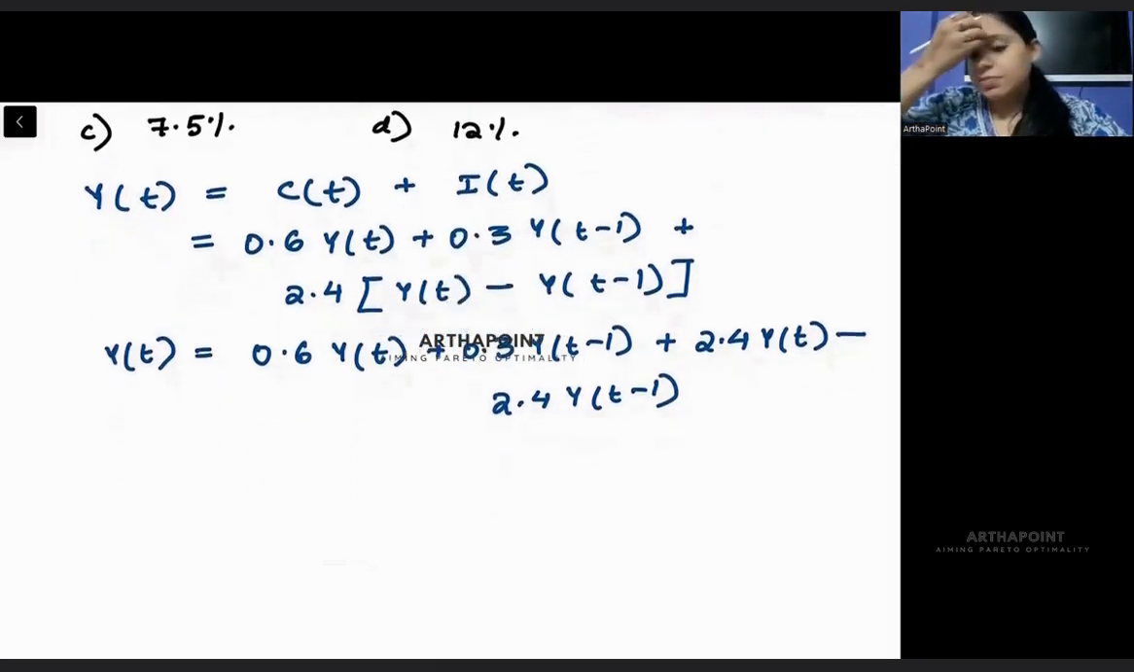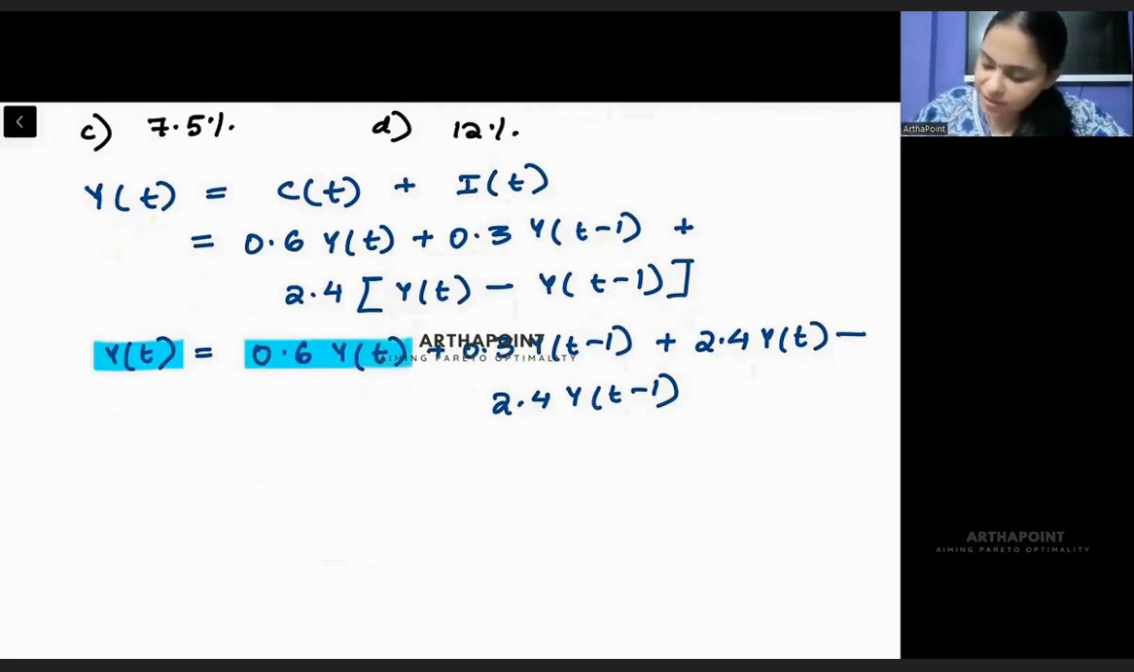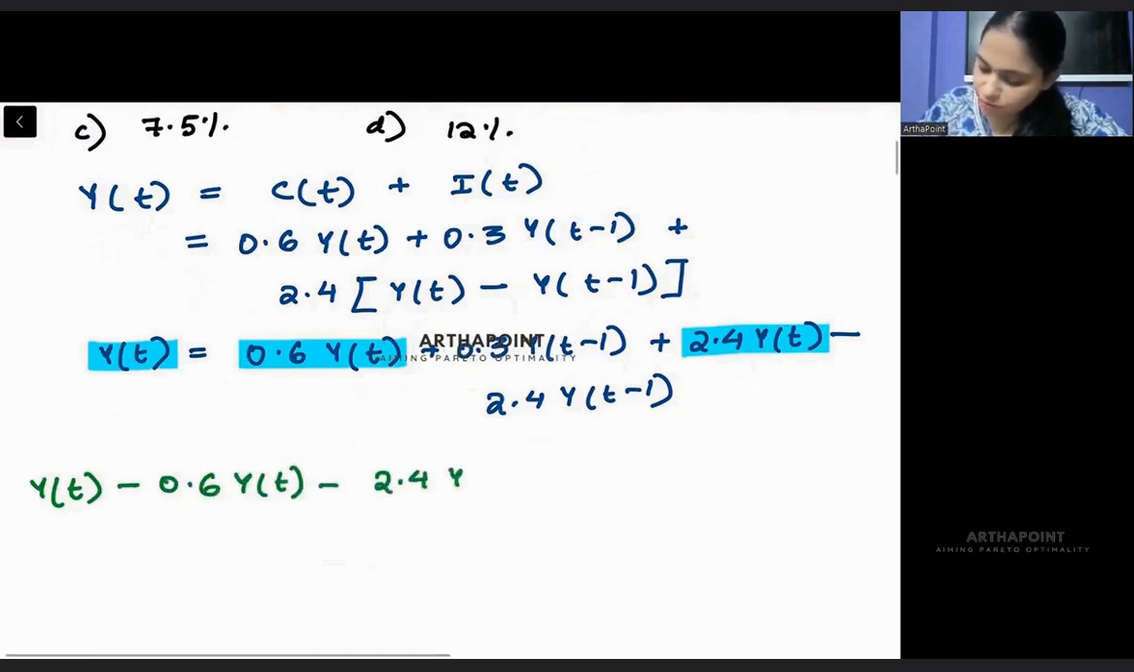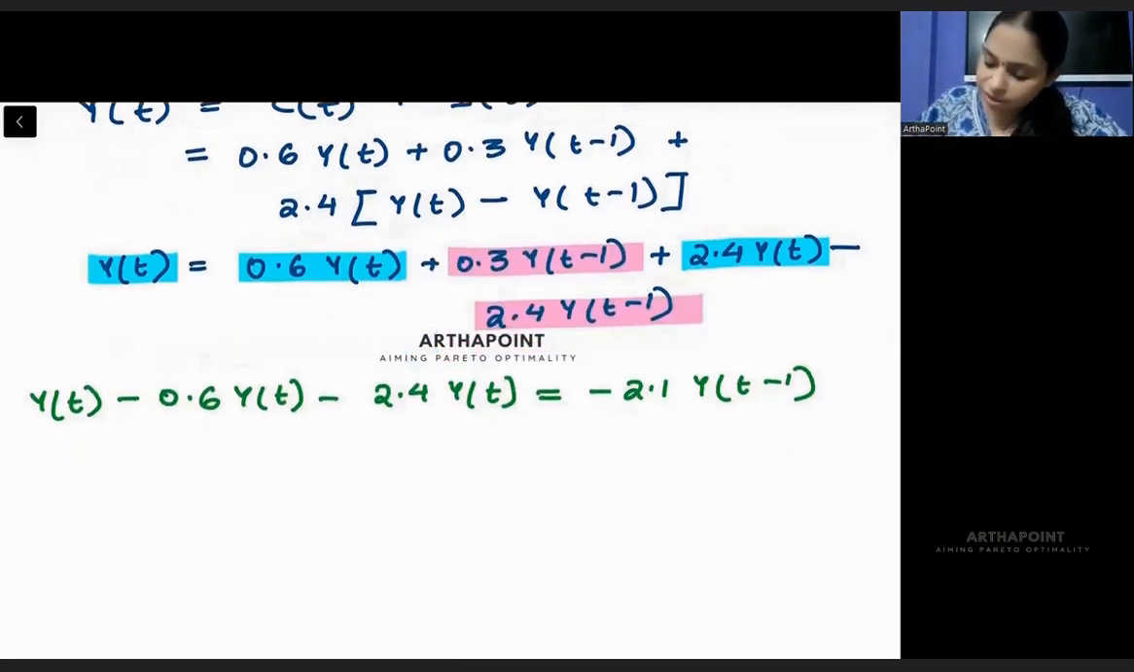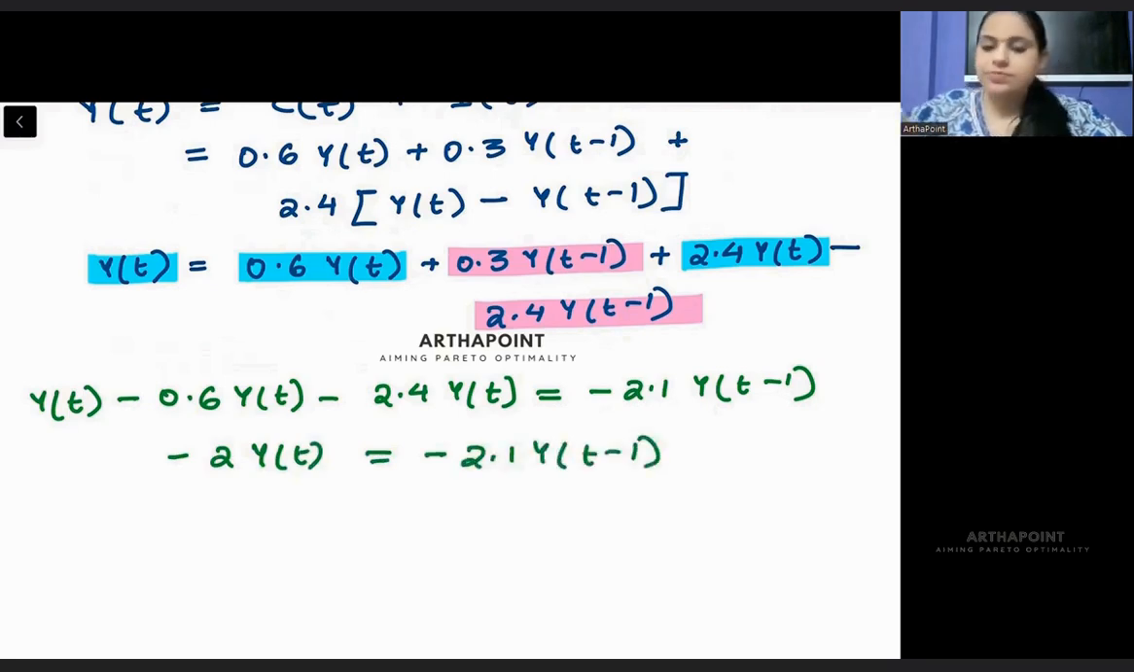Right? Let me bring all like terms on one side. So this is yt, 0.6 yt, 2.4 yt. I will bring all of them together. So I will get yt minus 0.6 yt minus 2.4 yt is equal to minus 2.1 yt minus 1. Look here, this is 0.3 yt minus 1, 2.4 yt minus 1. So I will go ahead and get minus 2 yt is equal to minus 2.1 yt minus 1.